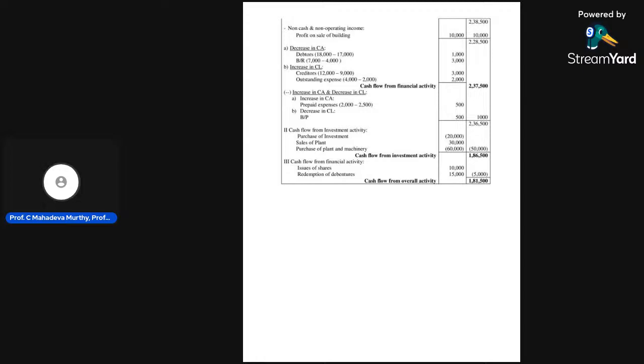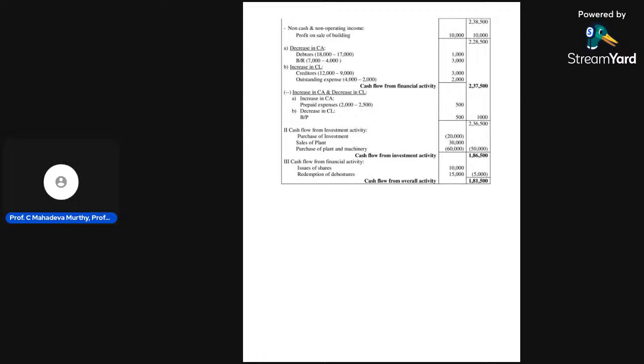Therefore 2,36,500 minus 50,000, cash goes out from the organization for investment activity. That is 2,36,500 minus 50,000 is equal to 1,86,500. Lastly, this is what we call the cash flow from investment activity.